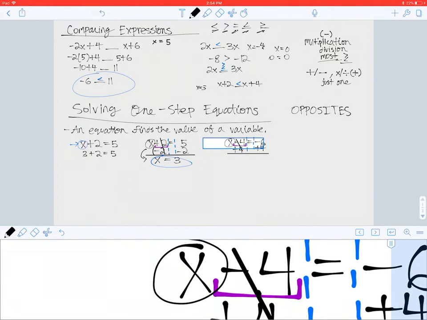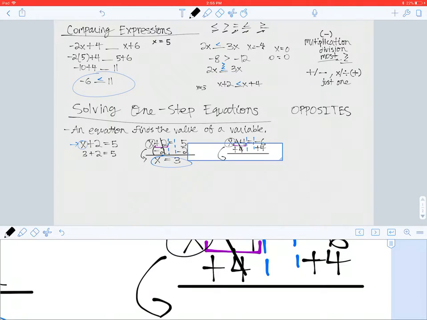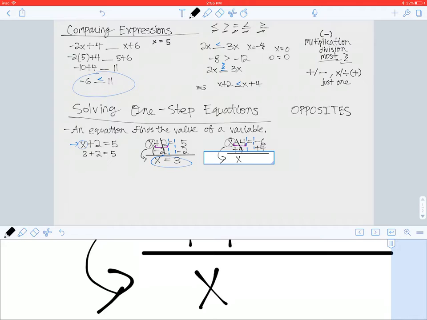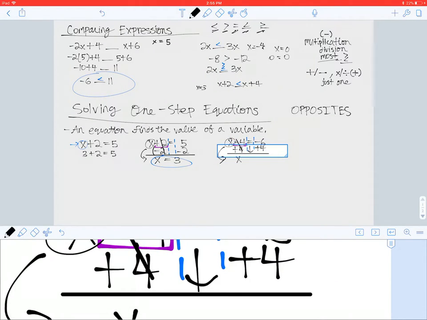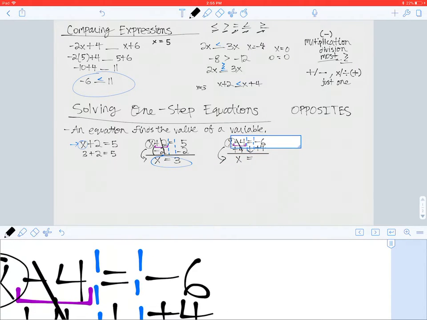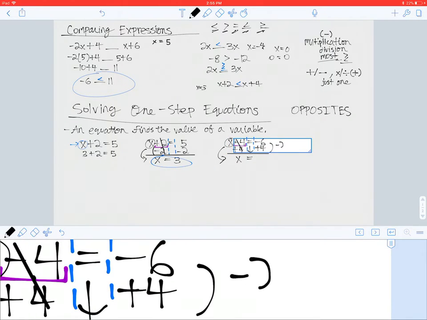And then since all we're left with on this side is x, we can just drop the x down here, and then drop the equal sign down, and then what we're left with here is -6 plus 4. -6 plus 4 is -2.